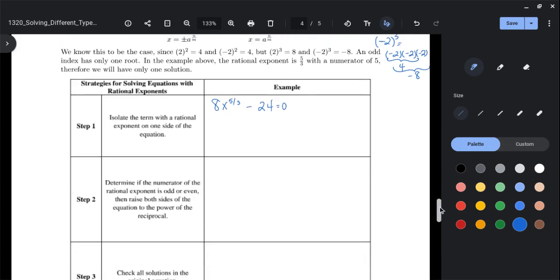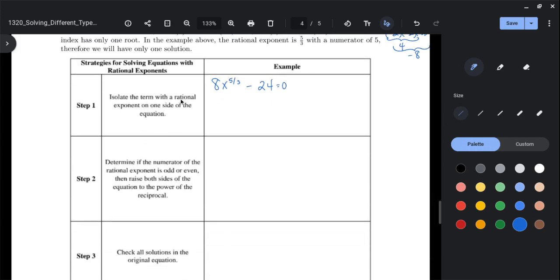All right, so the very first step says to isolate the term with a rational exponent. This here, I've underlined that term, 8x to the 5/3 power, is what we want by itself. So we need to undo this minus 24 by adding 24 to both sides. So we end up getting 8x to the 5/3 power equals positive 24.